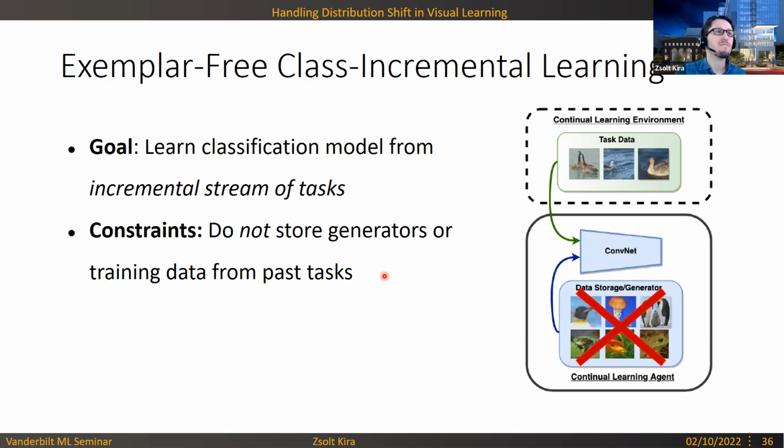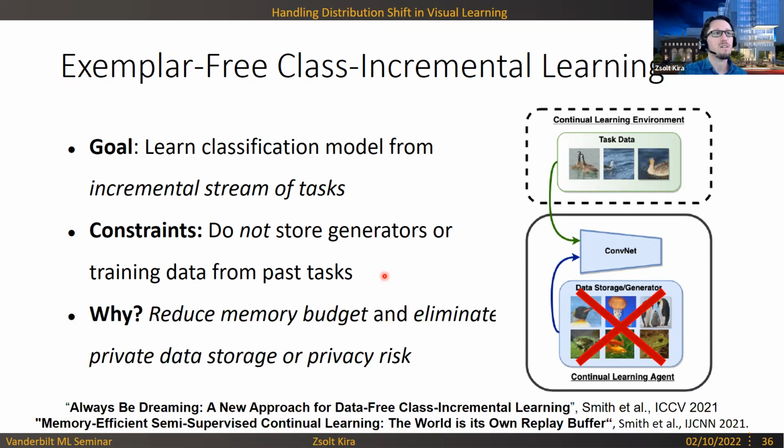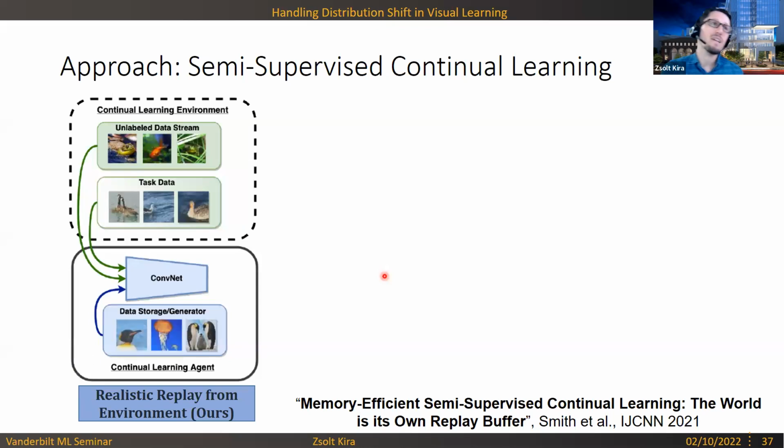Again, the goal is to learn a classification model from an incremental stream of data, but we don't want to store either generators, which again have privacy implications. They often memorize the data distributions and you can just back them out to get actual data points, or have to store past data. Again, this is both to reduce memory as well as address things like privacy concerns. So the approach I'll be talking about leverages and connects to the out-of-distribution detection problem that I talked about: semi-supervised continual learning. Here, we have a set of unlabeled data in addition to the labeled data. And so the question is, how can we leverage this unlabeled data to reduce catastrophic forgetting?